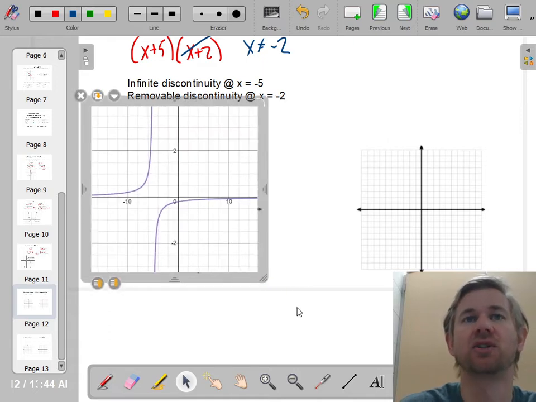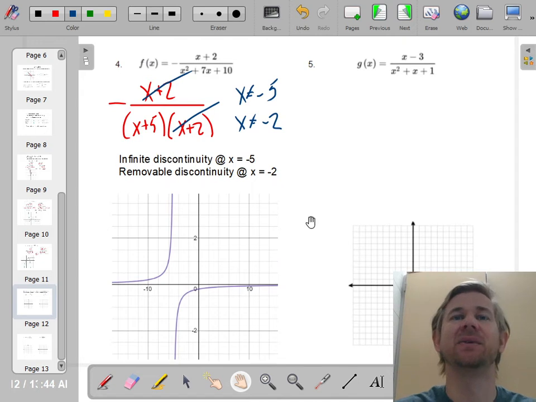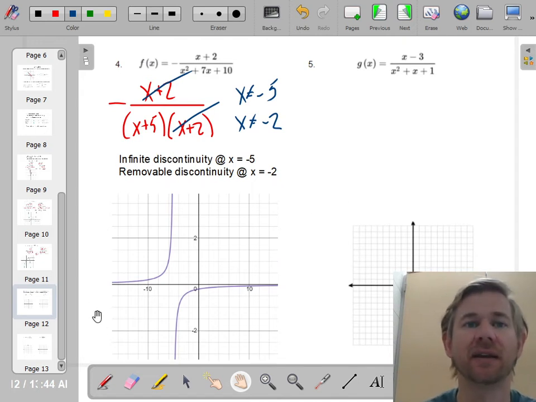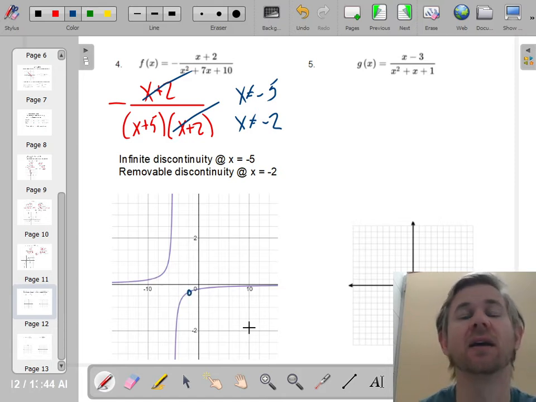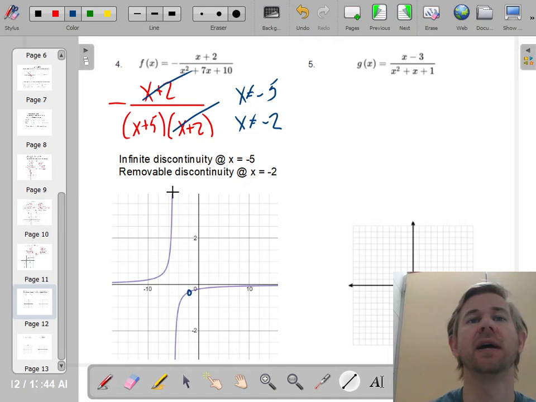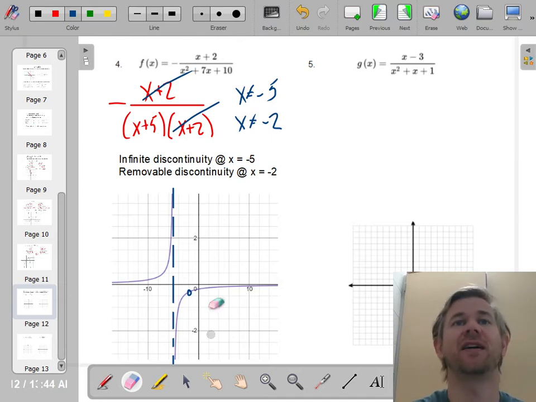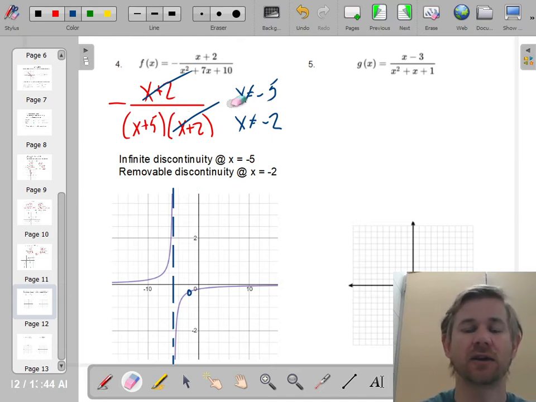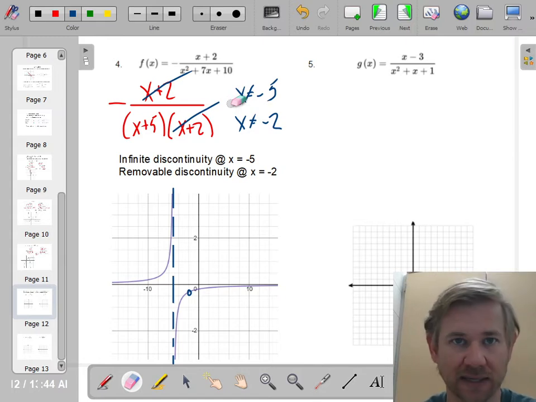I'm going to make sure that in my picture, the discontinuity that I removed is at negative 2. So I should be able to see on my graph at negative 2 an open circle. Counting by 2s, right there. You should have an open circle at negative 2 and then a vertical asymptote at negative 5. So once again, if you cross a factor out, you can think of it as removing the factor. That is a removable discontinuity, and that shows up as a hole in the graph.